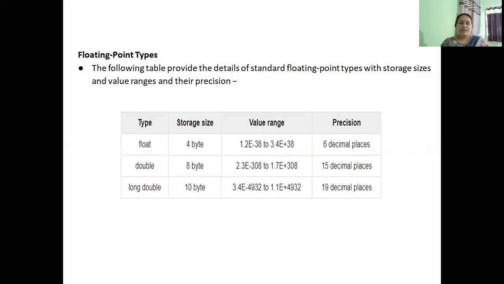Next, the double data type. In memory, it occupies 8 bytes. The range of values is 2.3 e minus 308 to 1.7 e plus 308, and the precision is 15 decimal places. Long double is of size 10 bytes in computer storage. The value range is 3.4 e minus 4932 to 1.1 e plus 4932, and the precision is 19 decimal places.